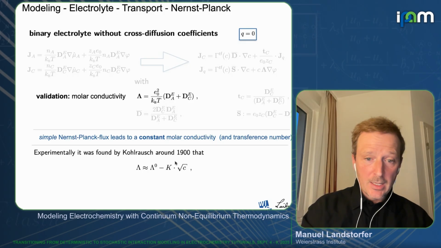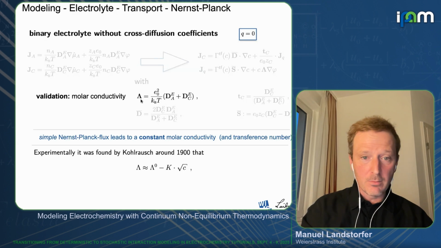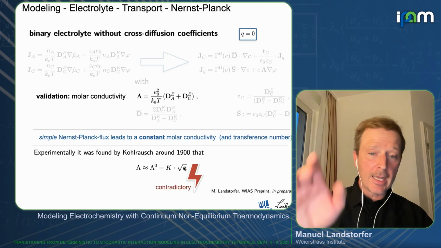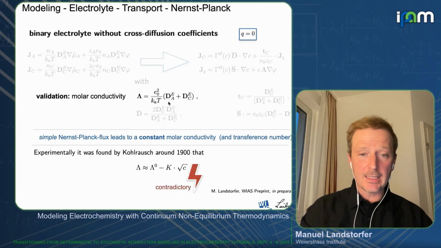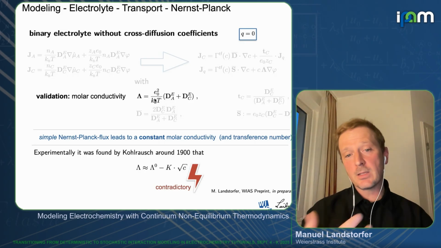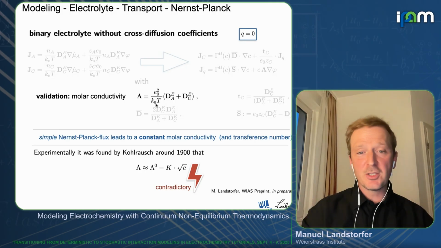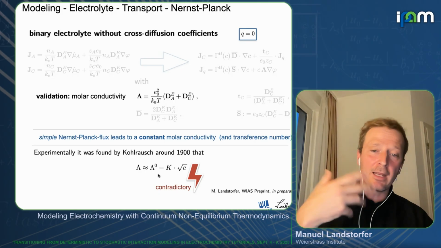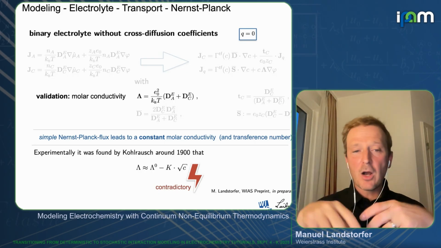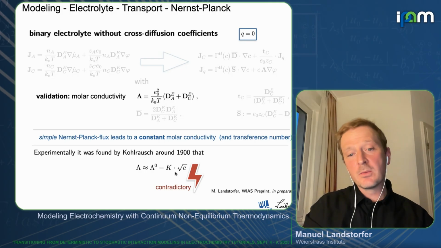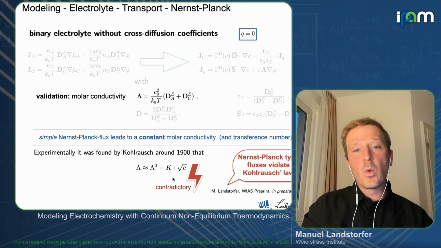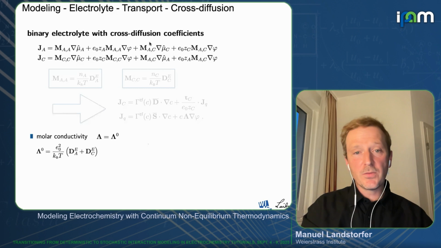And already around 1919, Kohlrausch found out that the molar conductivity basically depends also on concentration. And Nernst-Planck states that this is a constant. So this is kind of, let's say, contradictory. People ignore this throughout the literature because they say, well, this effect is not too large, but it's just, again, a way of how to look onto this. You can simply account for this when you consider cross-diffusion terms.